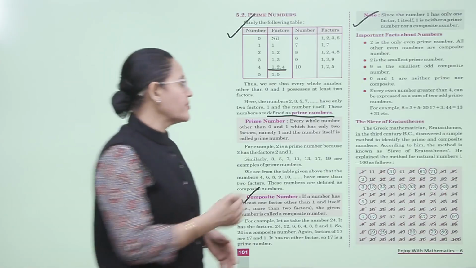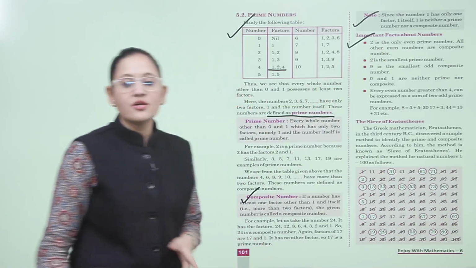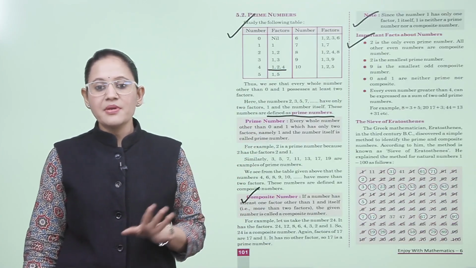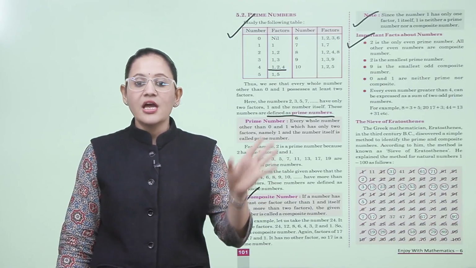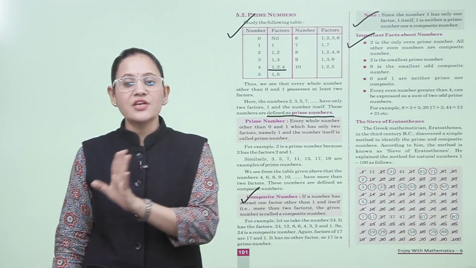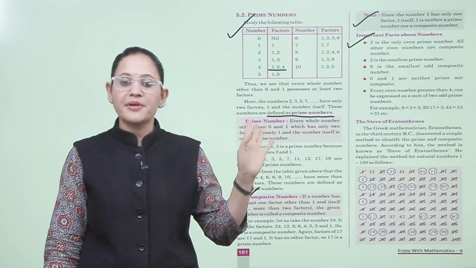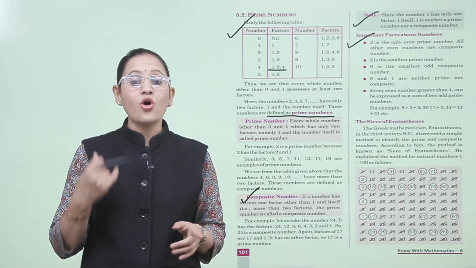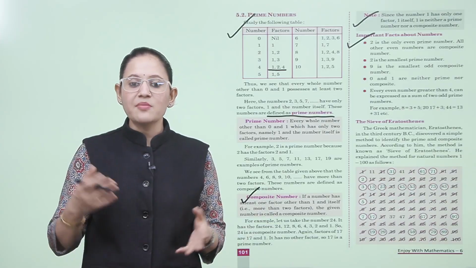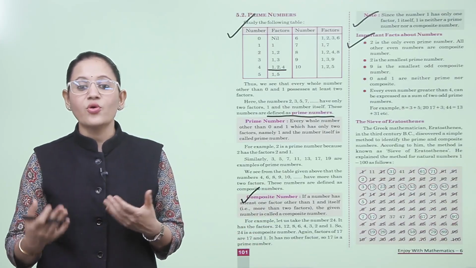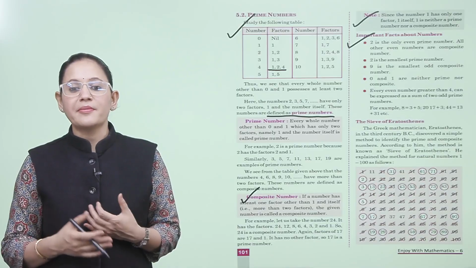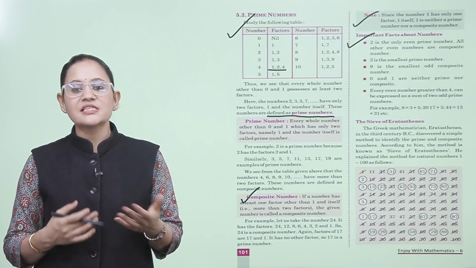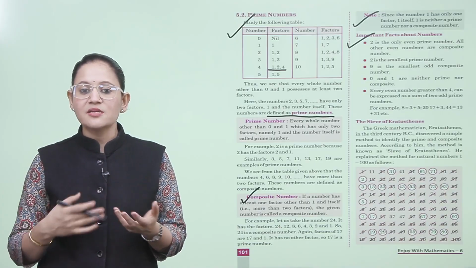Next, important facts about numbers. 2 is the only even prime number. All the other prime numbers are odd, and all other even numbers are composite. 2 is the smallest prime number, and 9 is the smallest odd composite number. 0 and 1 are neither prime nor composite. Every even number greater than 4 can be expressed as the sum of 2 odd prime numbers. For example, 8 is 3 plus 5, 20 is 17 plus 3, and 44 is 13 plus 31.